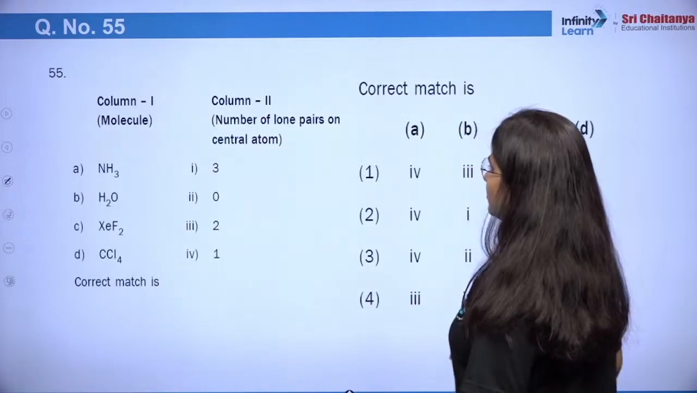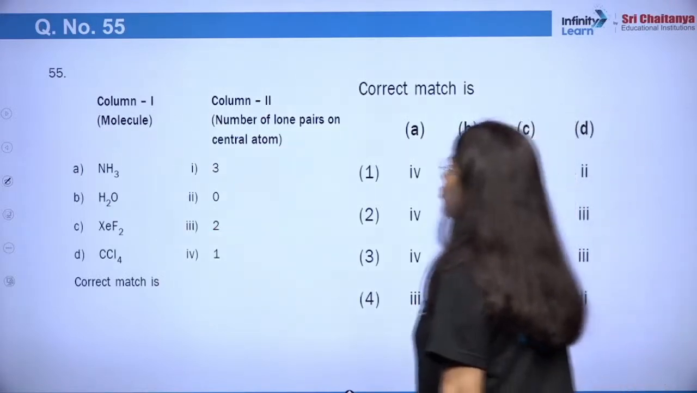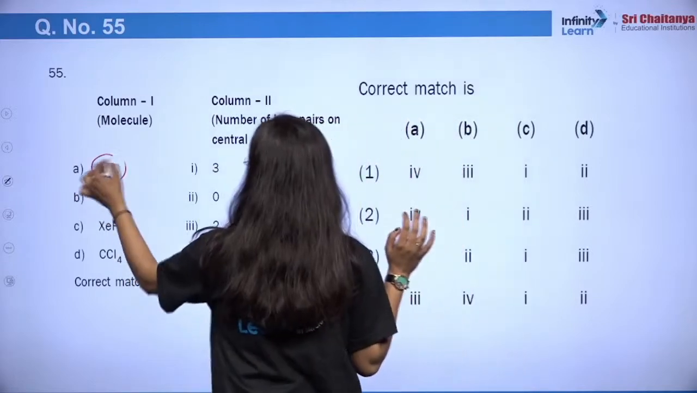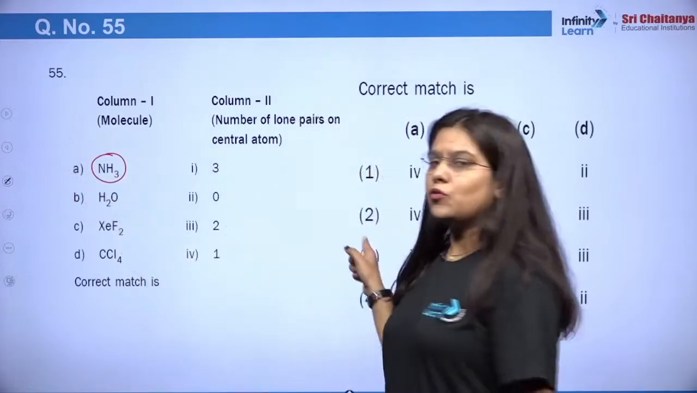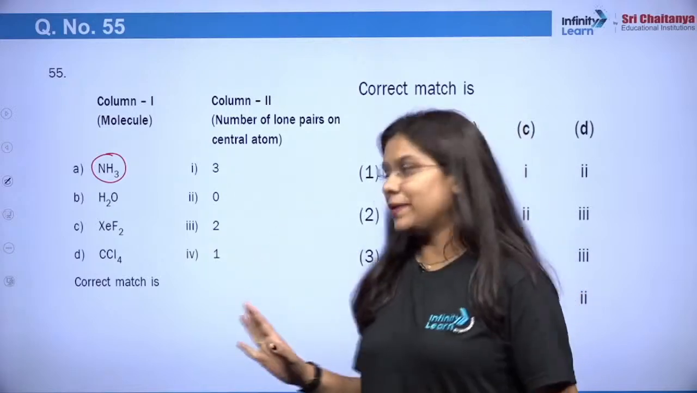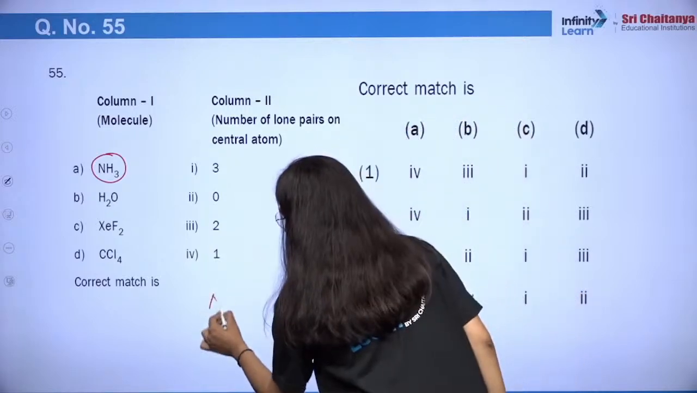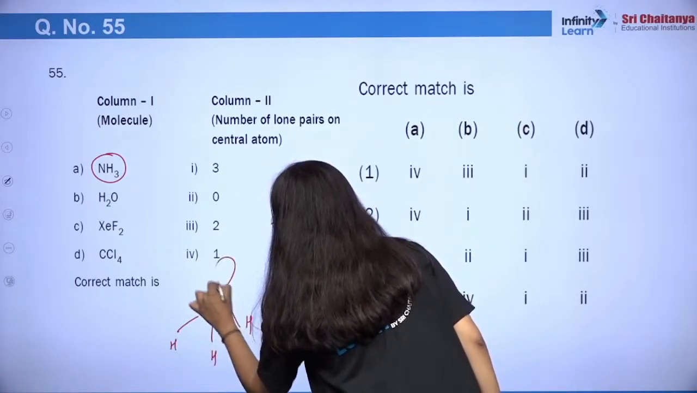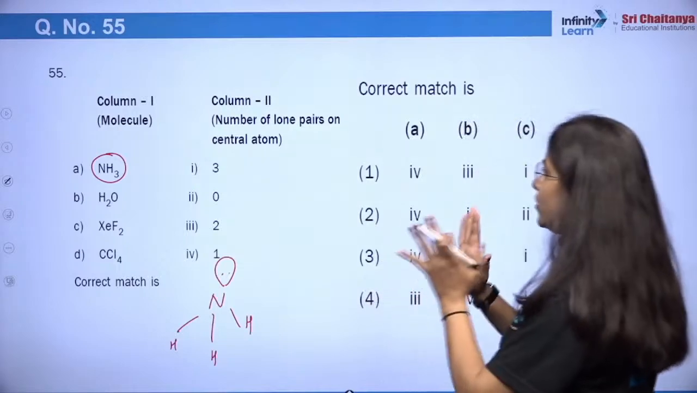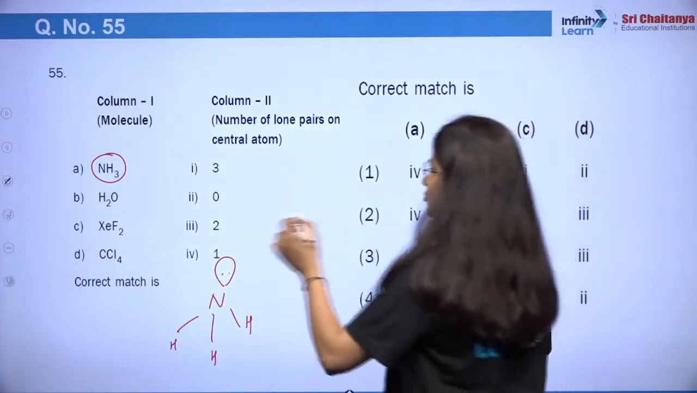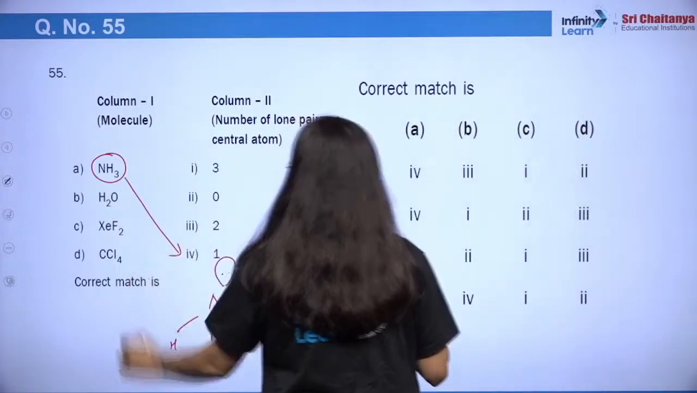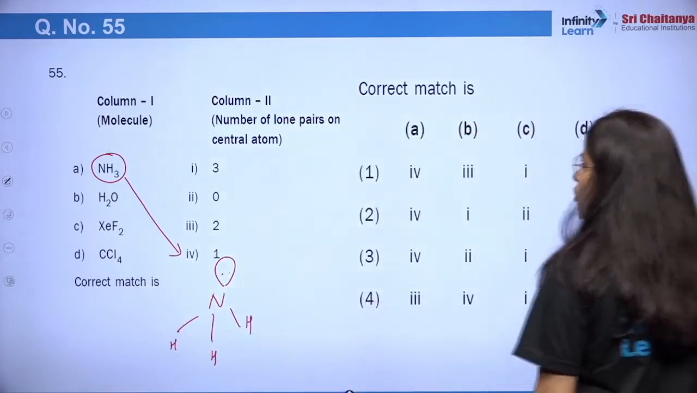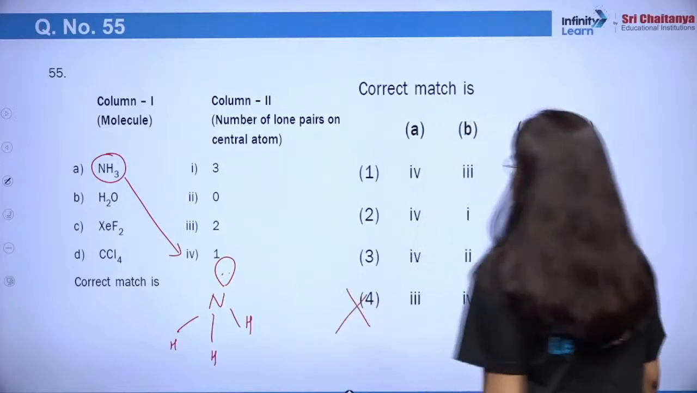Yes, next question. Number of lone pairs on the central atom. Now coming to ammonia, a very simple example. Ammonia has 1 lone pair, it has the pyramidal structure. So ammonia number of lone pair is 1, so 1 A should match with 4. Now I will check the options. In which options is A matching with 4? In 3 options. So this will be eliminated.